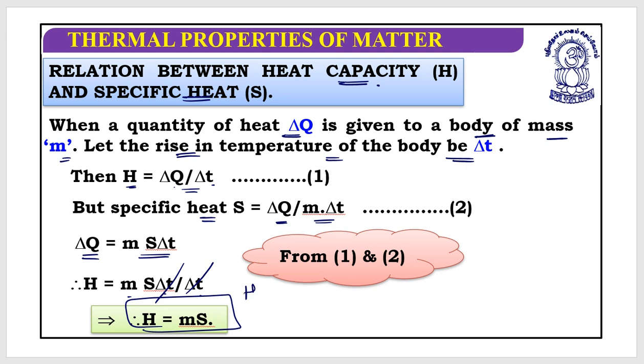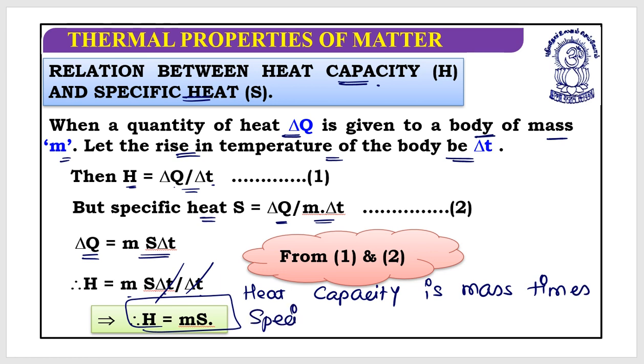So heat capacity is mass times the specific heat of a body. Do you understand this? Heat capacity is mass times the specific heat of a body.